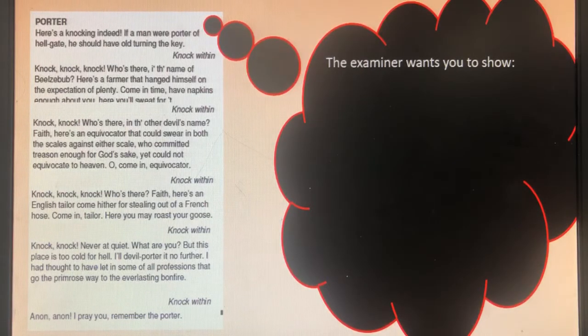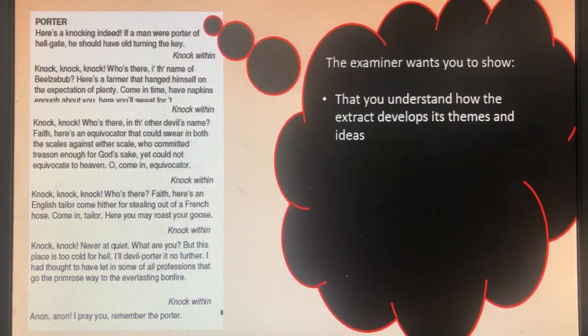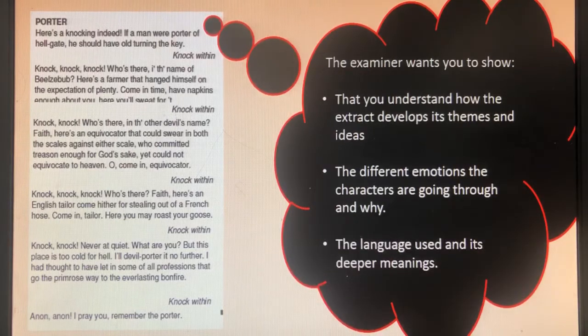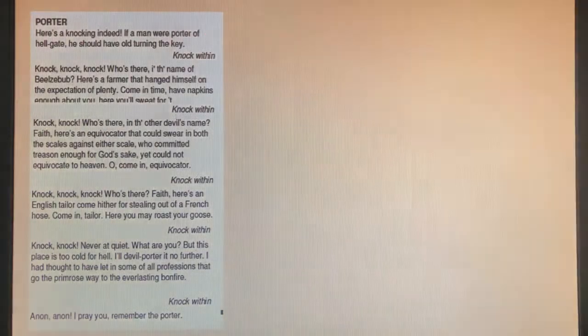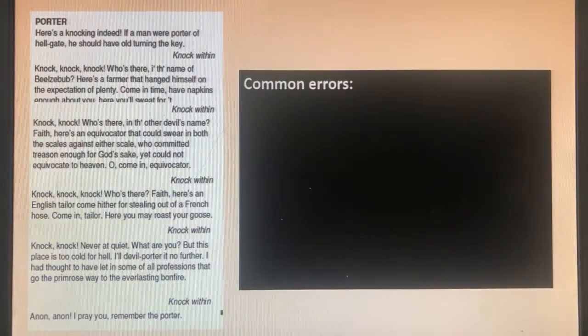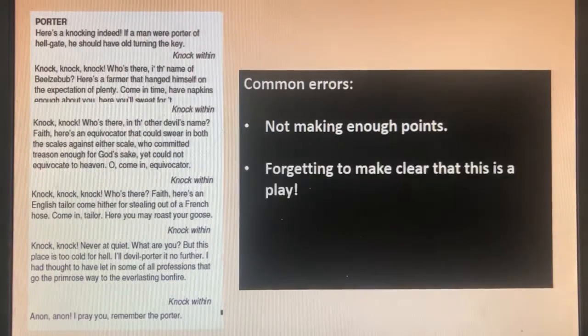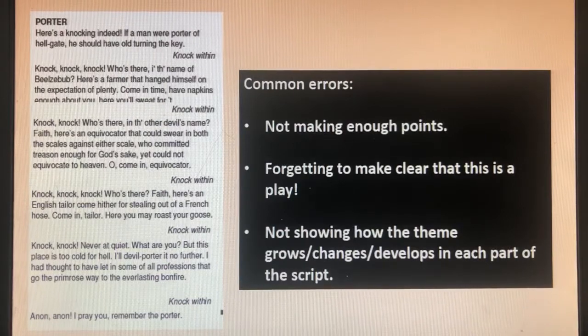The examiner then wants you to show, when you analyse this extract, that you understand the extract develops its themes and ideas, the different emotions the characters are going through and why, and the language used in its deeper meanings. Common errors that occur in question 1A for the Macbeth paper: not making enough points, that is, not using enough quotes and saying enough different things about the language being used; forgetting to make clear this is a play, not a book, and so repeatedly referencing Shakespeare and the audience; and not showing how a theme grows, changes, or develops in each part of the script. You need to divide this into three pieces and look how a theme changes the more is said by the character.